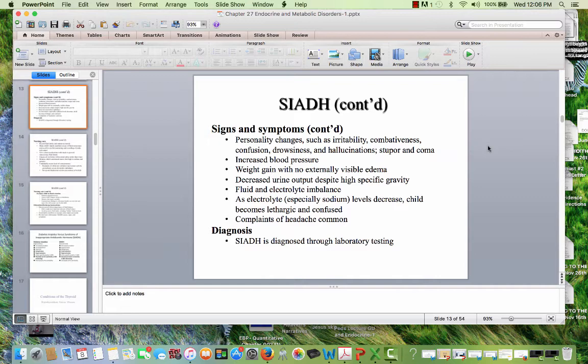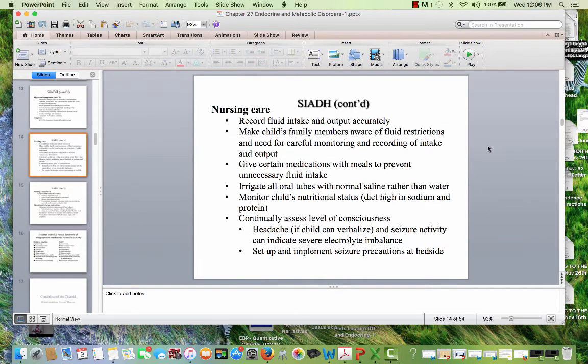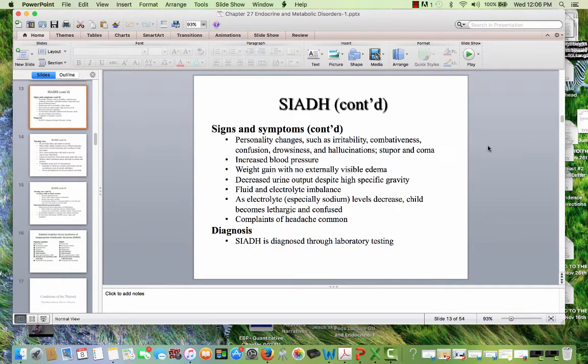So diagnosis is usually done through various diagnostic laboratory testing. And some of those tests include serum laboratory levels that are monitored and diagnosed. And so they'll look for a high urine osmolarity, high urine specific gravity, anything greater than 1.030, low serum osmolarity, anything less than 275, and then low serum sodium, less than 125, decreased BUN, and decreased hematocrit.